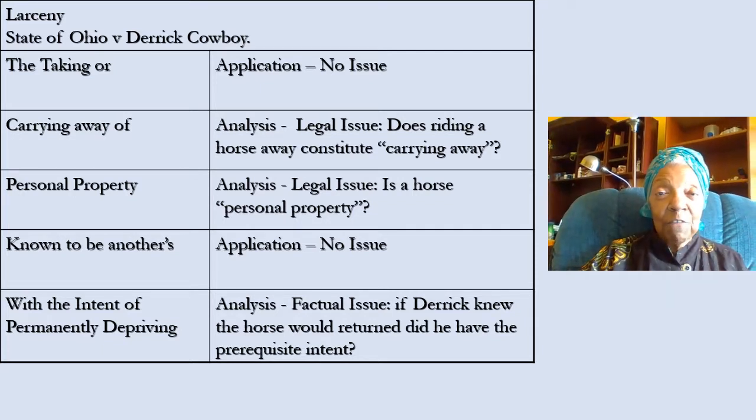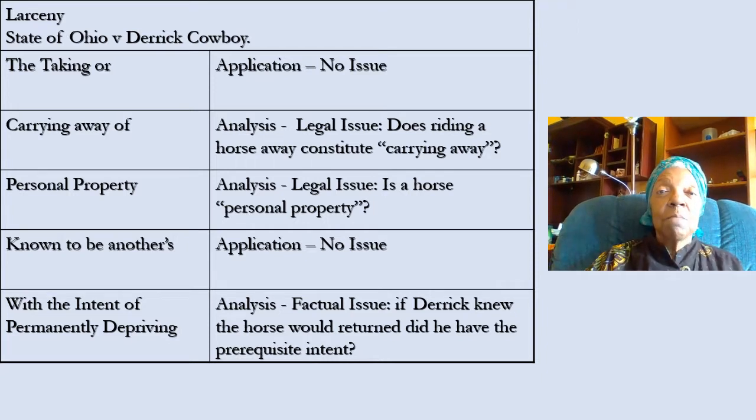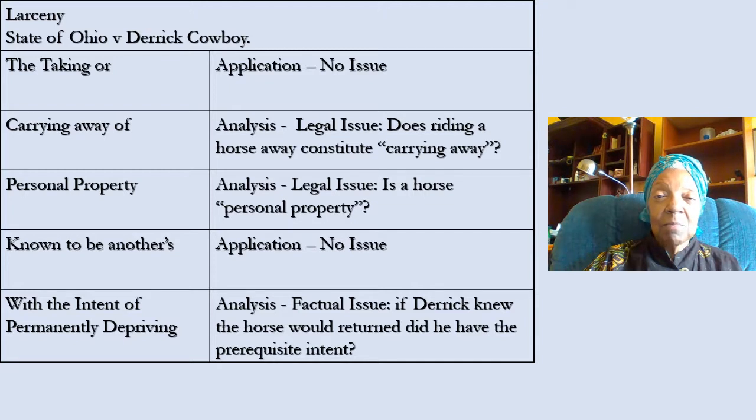You have to take the facts at face value. You can make assumptions and inferences, but only if the facts given allow those assumptions and inferences. And there are no facts that say that there may have been a mistake in terms of the horse that was taken, with the intent of permanently depriving.